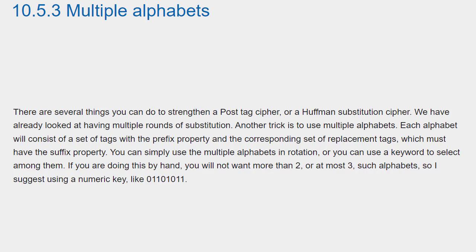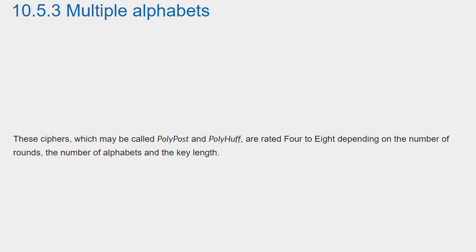If you are doing this by hand, you will not want more than 2 or at most 3 such alphabets, so I suggest using a numeric key like 0110111. These ciphers, which may be called polypost and polyhuff, are rated 4 to 8, depending on the number of rounds, the number of alphabets, and the key length.